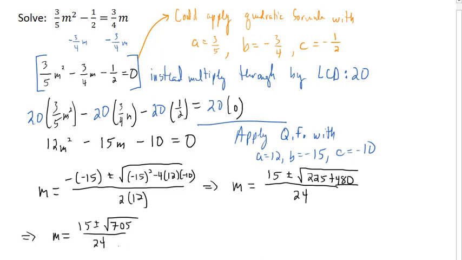Now we could try to simplify that radical further if we wanted to, but this is hopefully an acceptable form of the solution. And so what this tells me then is that there are two values for m. m is equal to 15 minus the square root of 705 over 24, or m is equal to 15 plus the square root of 705 over 24.